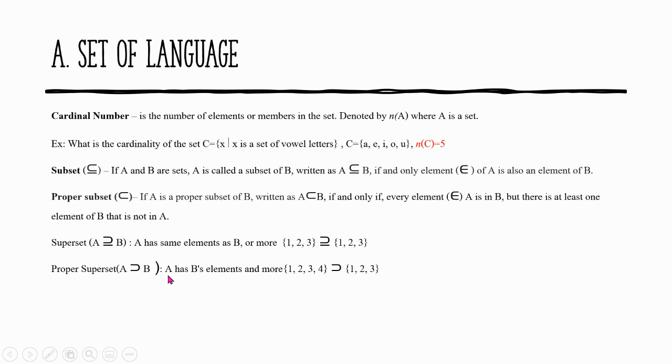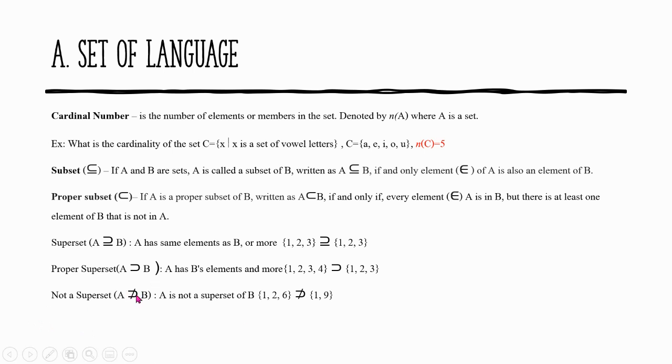That is where A has B's elements and more. Say for example your A has the elements 1, 2, 3, 4, and your B here has 1, 2, 3. Then A contains more than the elements of B, so it can be called a proper superset. So then, just like what I told you earlier, there is also not a superset.